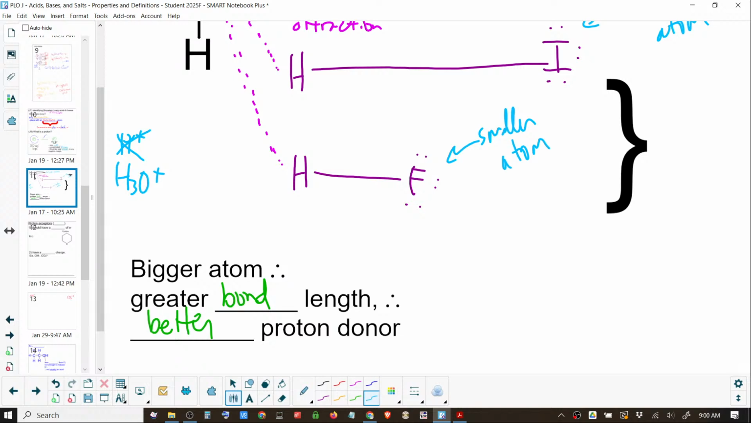So the size of the atom matters. If it's really large, it's just going to give up the hydrogen a lot more easily, larger distance. Less attraction. We don't go into why there's less attraction, but anybody in physics in this room? Anybody in physics 12? Yeah. What is the relationship between distance and attraction?